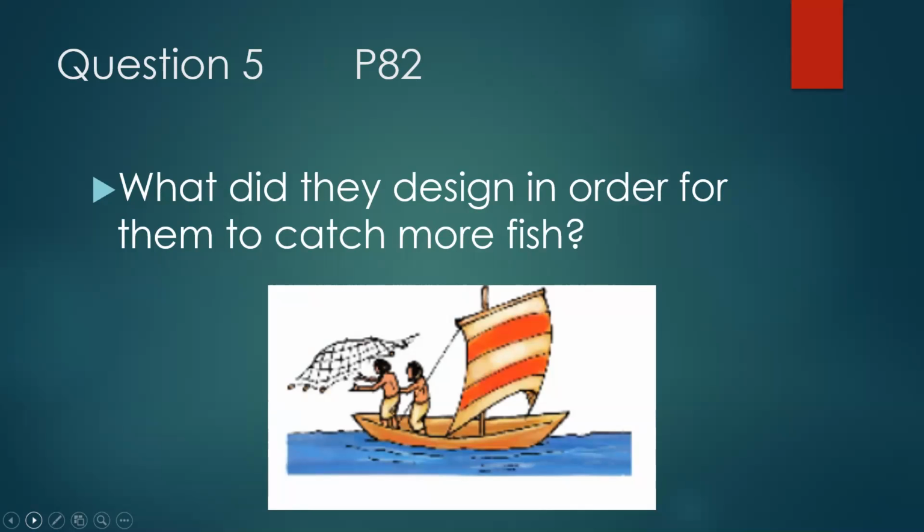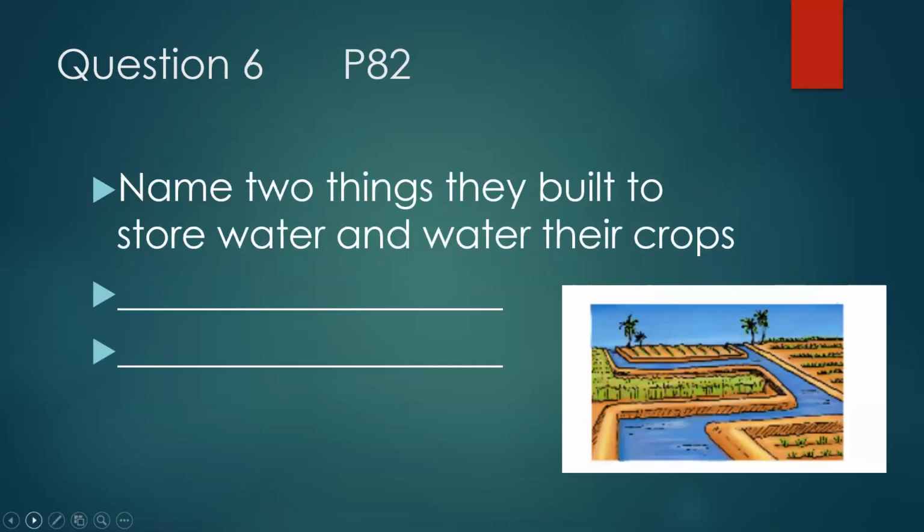Another question from page 82. What did they design in order for them to catch more fish? That is very easy. There's a picture there on your screen. Then question 6, also based on page 82. Name 2 things they built to store water and to water their crops.